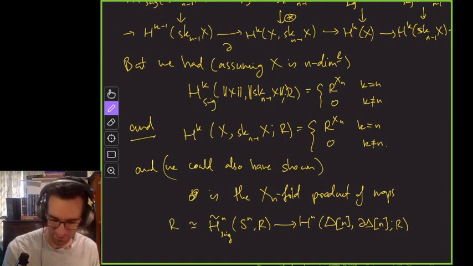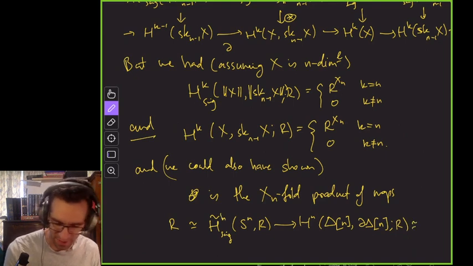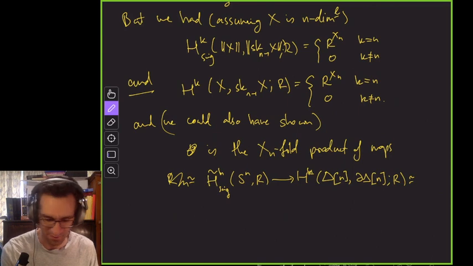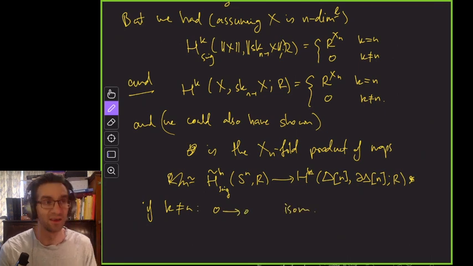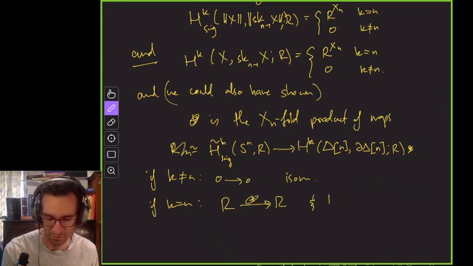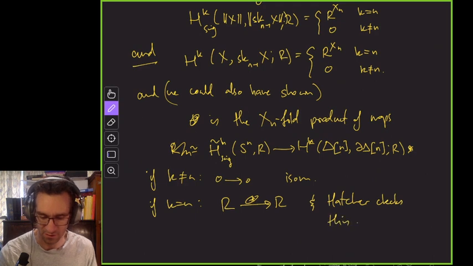So this is R, and well, actually it's K, but when K is not N, it's 0 to 0, which is an isomorphism. And when K equals N, we get a map from R to R, and there's an explicit calculation you can do that checks this is an isomorphism.